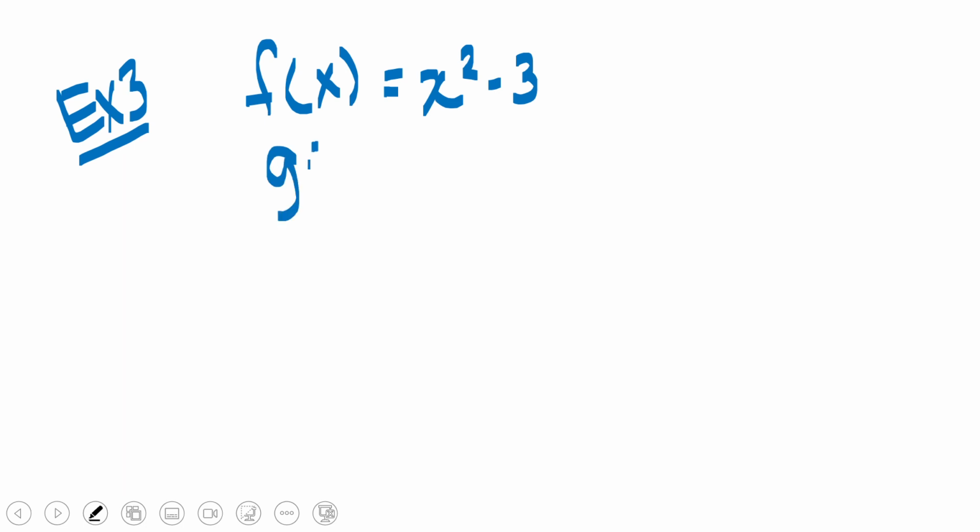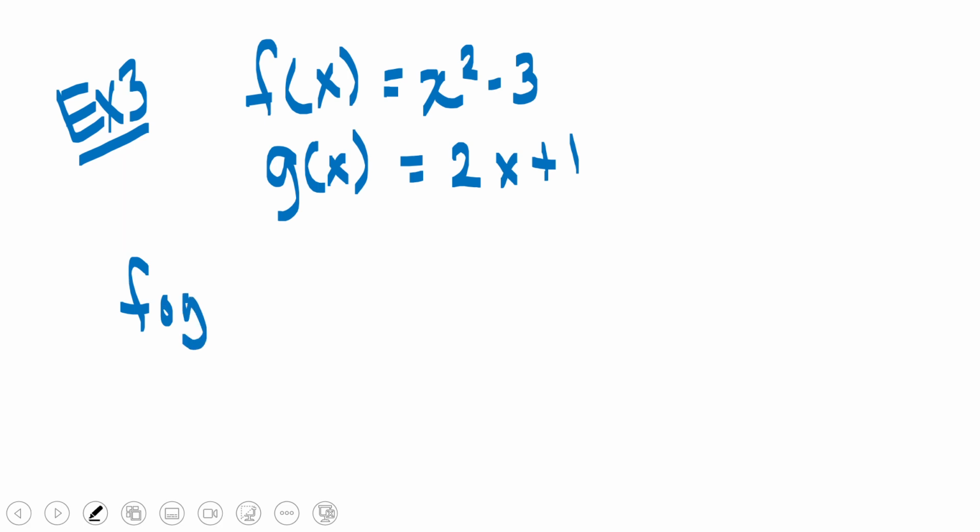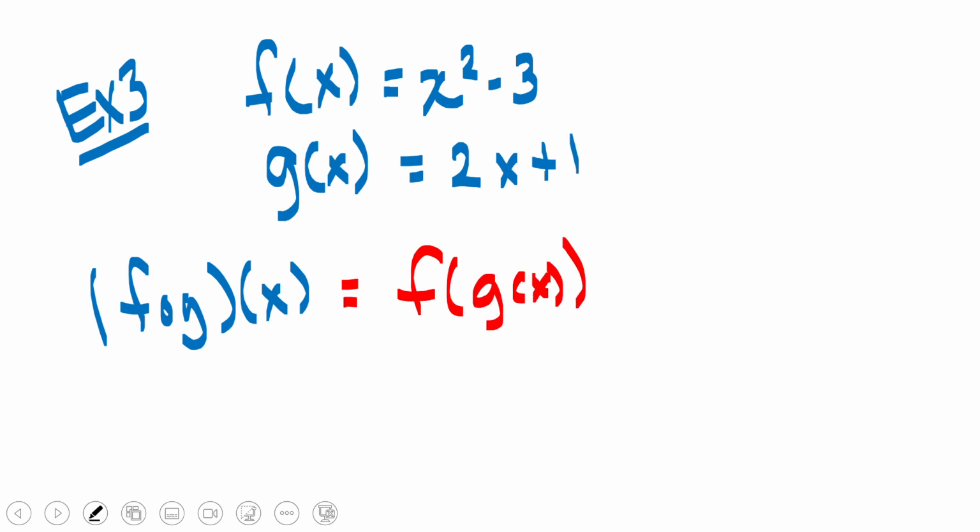All right, in example 3, we're asked to write a single function rule representing each composite function when the functions are f of x equals x squared minus 3, g of x equals 2x plus 1. All right, so if we have f composition g of x, then that's going to equal f g of x, which equals f of 2x plus 1.